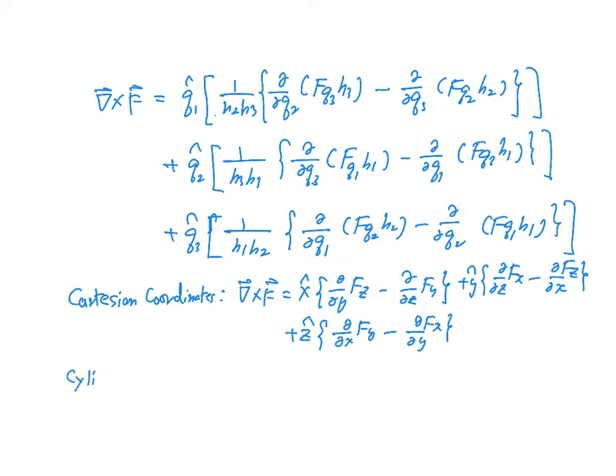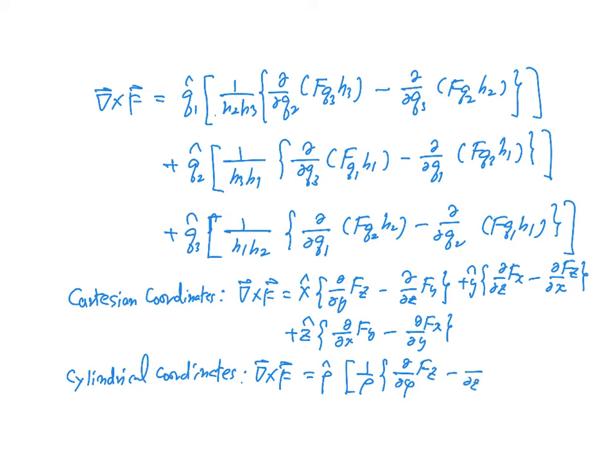Cylindrical coordinate, curl F. Q1 is rho, so rho. H1 is 1, H2 is rho, H3 is 1. So remember that. So 1 over rho. Partial phi, partial Fz, minus partial Z, partial.